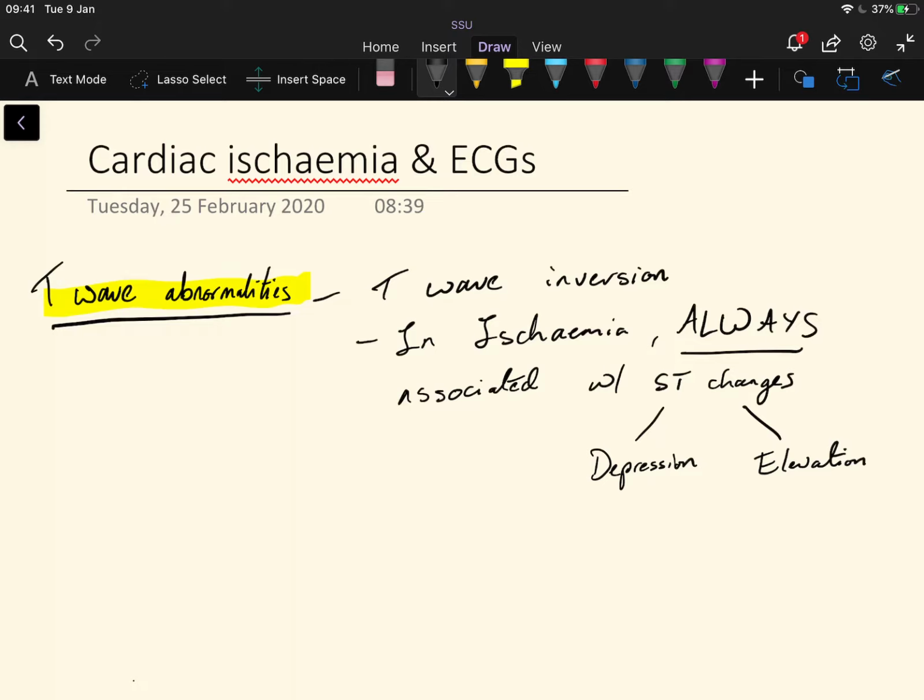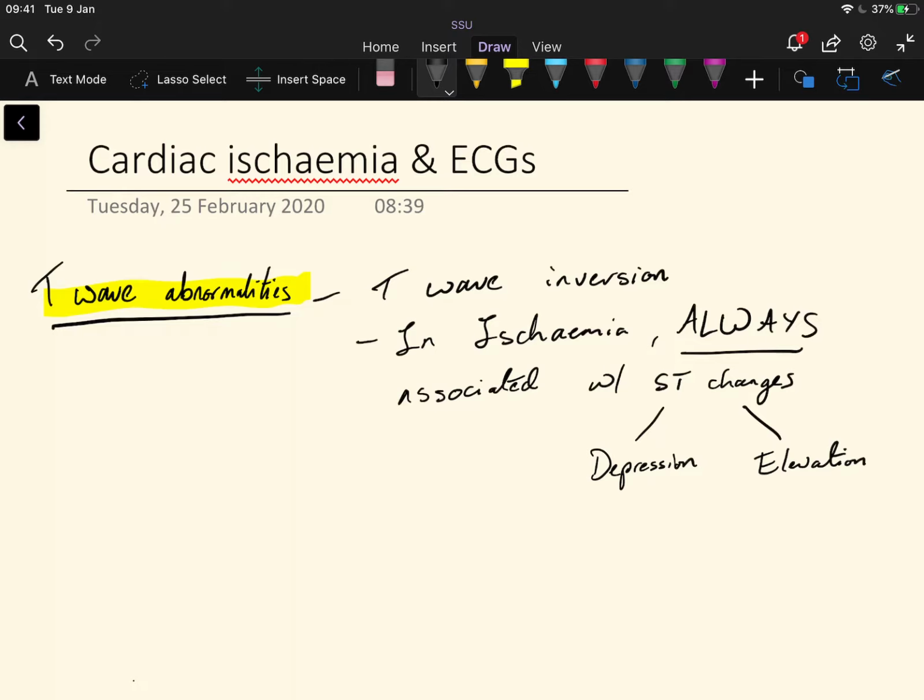Okay, so if it's just isolated on its own, no changes to the ST segment, you're either thinking of a non-ischemic cause like hypokalemia, could be a normal variant in the person, or it could be evidence actually of an old infarct, so an old ischemic bit of tissue that has died. Okay, the other thing you're going to match up against are the symptoms that they are experiencing.